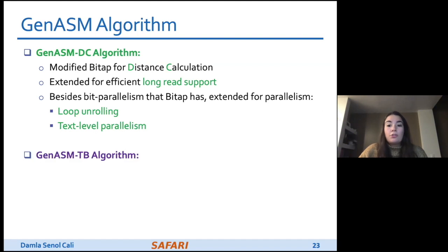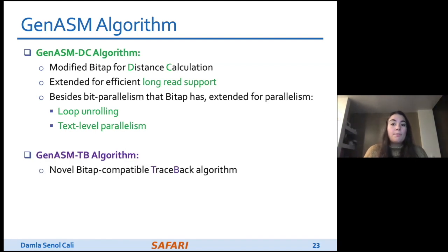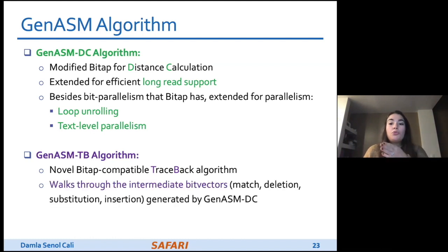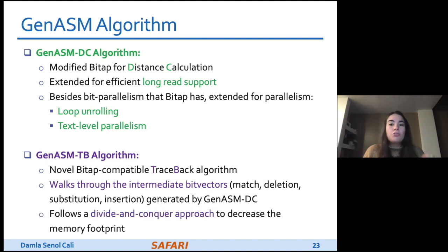And our second algorithm, GenASM TB, is a novel BiTAP compatible traceback algorithm, as I have already introduced, which walks through the intermediate bit vectors, match, deletion, substitution, and insertion, generated by GenASM DC, which is the modified BiTAP, as I said, and finds the optimal alignment. And in order to decrease the memory footprint of the algorithm, which is coming from storing all these intermediate bit vectors for each inner and outer loop iteration, so it is huge, it follows a divide and conquer approach.